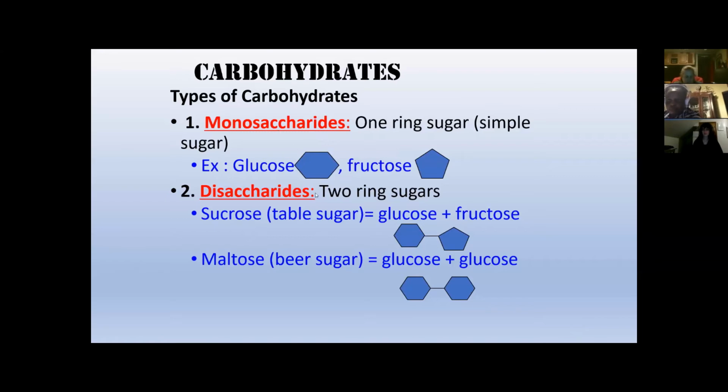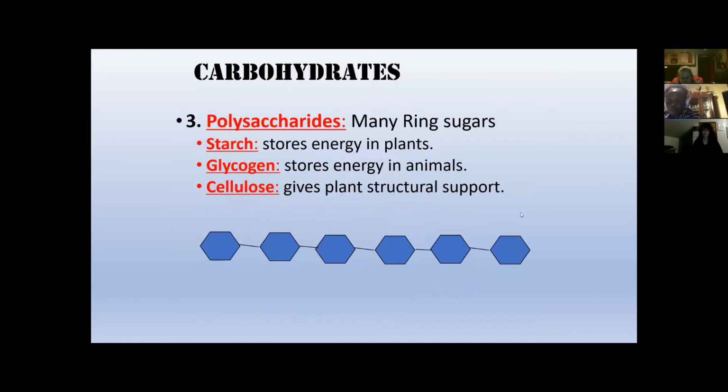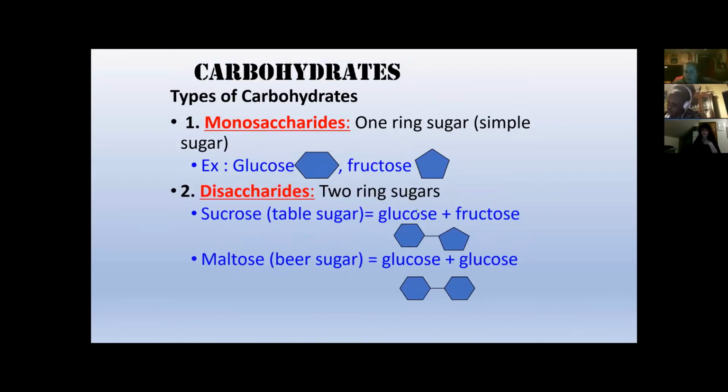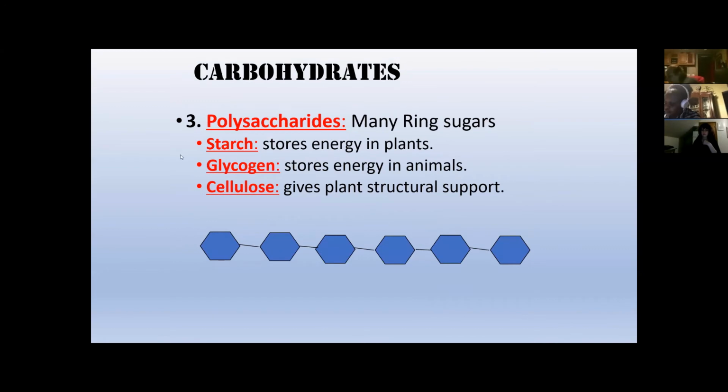So like I said, we go from monosaccharides to disaccharides to polysaccharides. And all of these names should be relatively familiar, right? Obviously fructose and glucose, sucrose for table sugar, and maltose, your beer sugar, right? And then you get your polysaccharides.